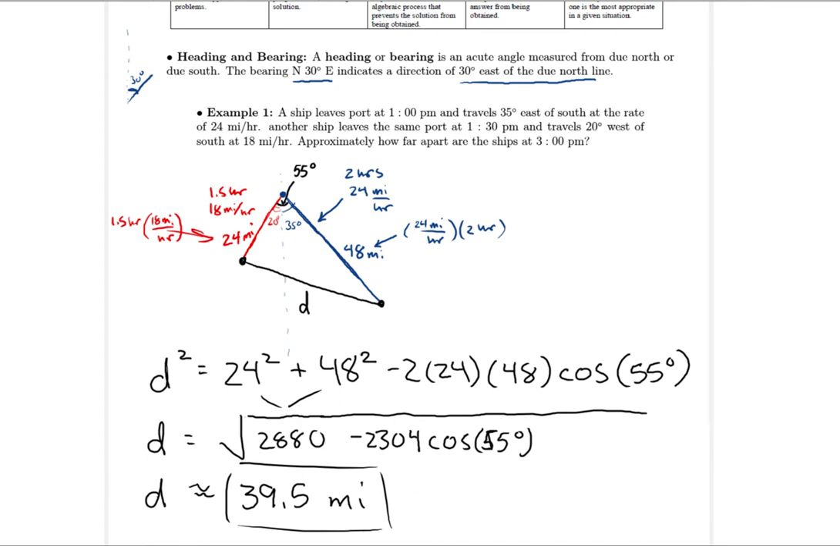All right, let's look at one other example. It says that we have two towers located 7 miles apart on a mountain ridge. Tower A is directly north of Tower B, and a fire is spotted bearing 70 degrees east of south from Tower A and 85 degrees east of north from Tower B. How far is the fire from Tower B?